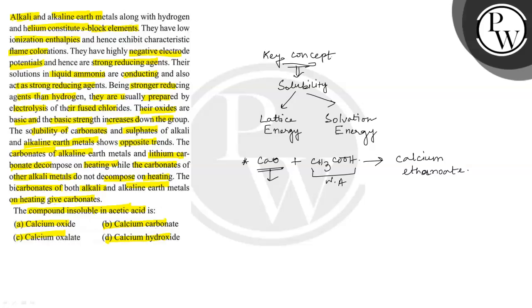And the next compound, B, calcium carbonate, CaCO3. This compound also reacts with CH3COOH and produces calcium ethanoate. So this compound is also soluble in acetic acid. Now we are looking at compound C, calcium oxalate.